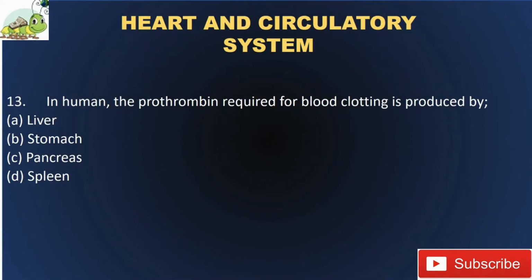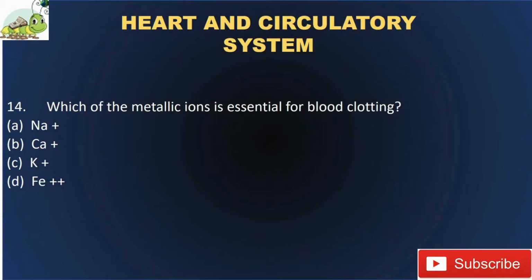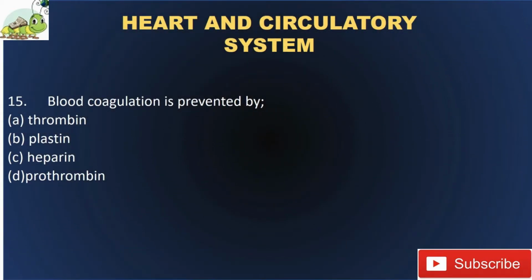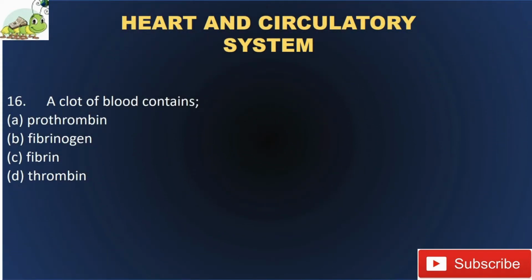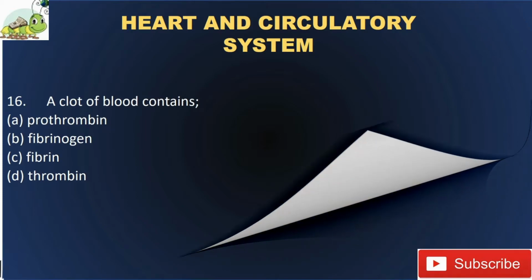Question number 13. In human, the prothrombin required for blood clotting is produced by liver, stomach, pancreas, spleen. Question number 14. Which of the metallic ions is essential for blood clotting? Sodium, calcium, potassium, iron. Question number 15. Blood coagulation is prevented by thrombin, plastin, heparin, prothrombin. Question number 16. A clot of blood contains prothrombin, fibrinogen, fibrin, thrombin.